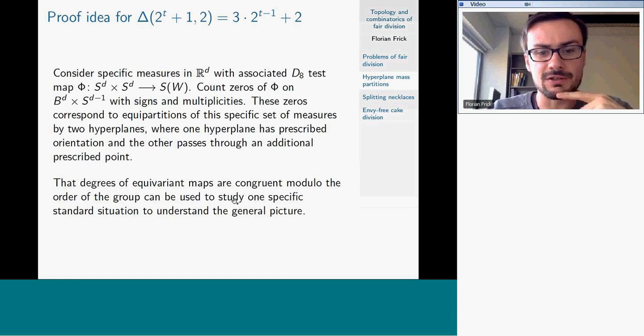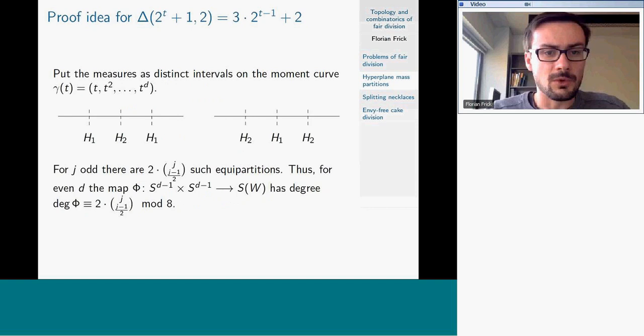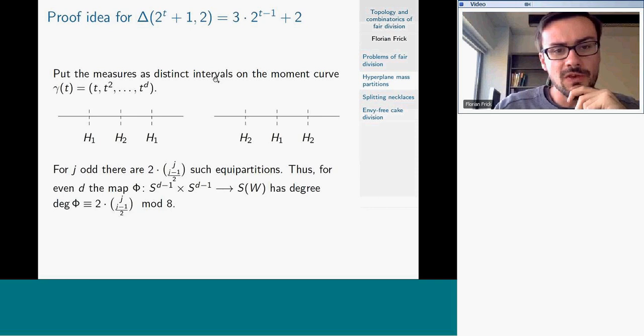The degrees of equivariant maps are congruent modulo the order of the group, which can be used to study one specific standard situation to understand the general picture. That's the idea here. And what is this one specific picture that we want to look at? Well, put the masses as distinct intervals on the moment curve. So t, t squared, and so on, t to the d. It has the advantage that every hyperplane intersects it in at most d points.